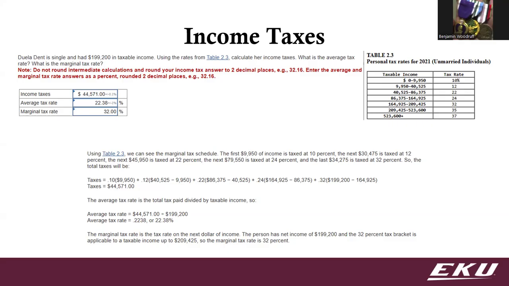We calculate the total taxes paid, total taxes divided by total income. That would be your average tax rate, right? But the marginal tax rate is what we are often thinking about with decisions, because if I work one more hour, when I earn that additional money, it is being taxed at 32%, not at that average of 22.